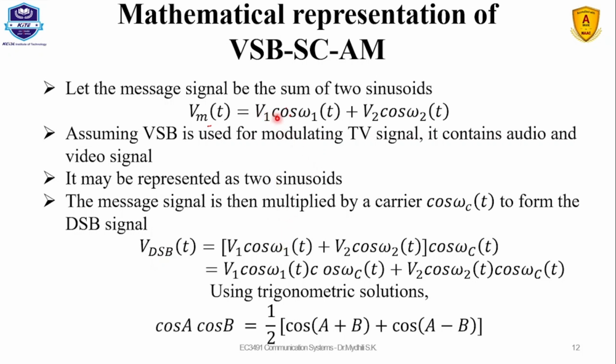So here the message signal is V1 cos omega_1 t plus V2 cos omega_2 t, and the carrier signal is cos omega_c t. Solving this using the trigonometric identity for cos A cos B, which is half of the sum and difference terms, we get an upper sideband and a lower sideband with respect to the frequency components.